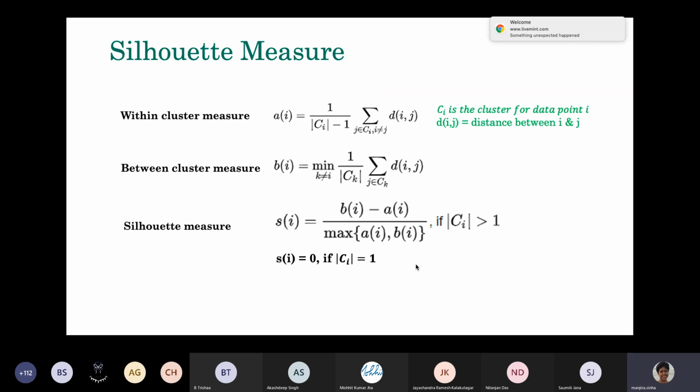So how do I compute within cluster variance? If Ci is my cluster for data point I, my within cluster variance is basically the distance of I with all the other data points in the cluster, and that is normalized, or averaged, by |Ci| minus 1. Why minus 1? Because this I is 1. So basically what I am doing is taking the average distance of I from all the other data points in the same cluster as I. That is my Ai.